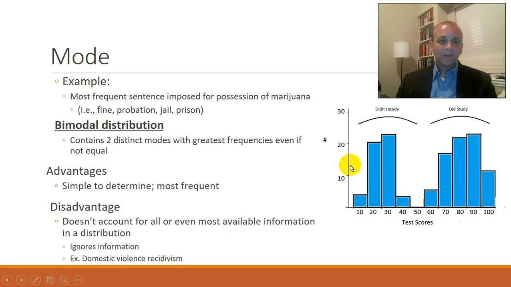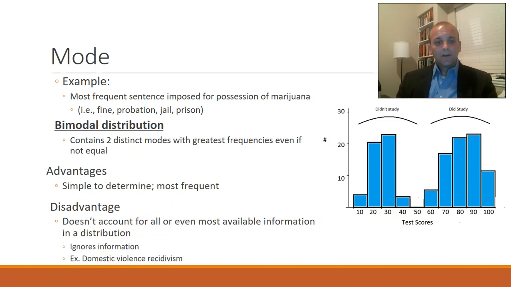It can be very misleading, is what I'm trying to get at. So, some of the advantages of the mode: it's simple to determine. You can quickly identify the most frequent, the most common, the most probable event just by looking at it on its face, usually, depending on how large the data set is and what you're trying to do. And you can also use it for looking at nominal and purely ordinal measures, and that's not necessarily true for the other measures of central tendency.